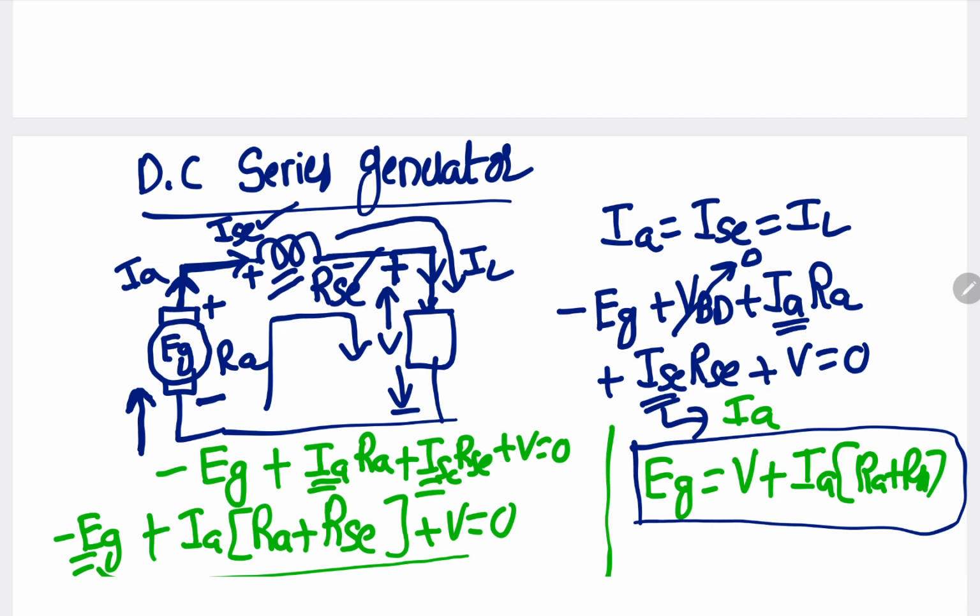So this is about the DC series generator. Now we'll start with the DC compound generator. In the DC compound generator we have the long shunt compound generator and the short shunt compound generator. Based on the name we can easily construct the diagrams. First, the long shunt compound generator. This is the long shunt compound generator.